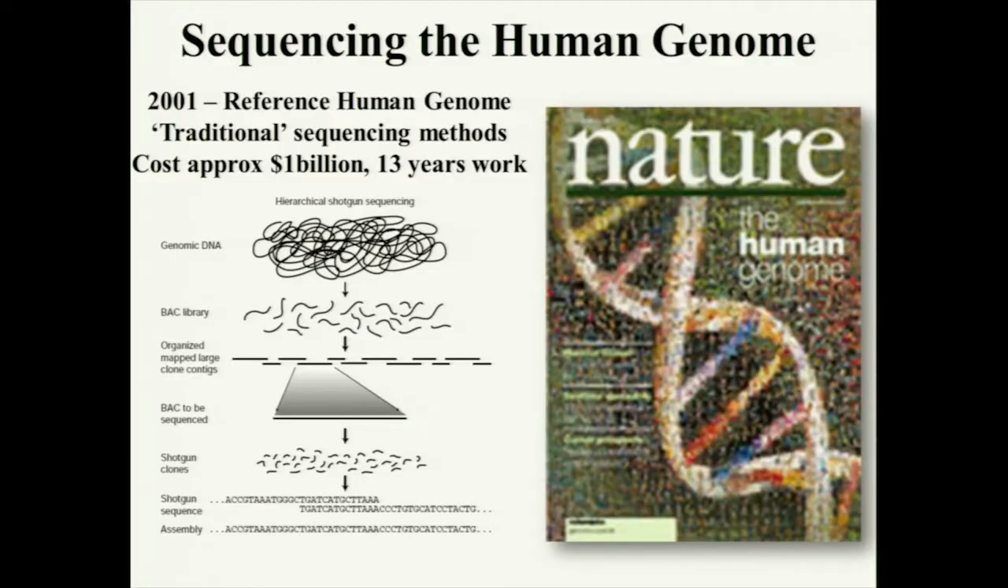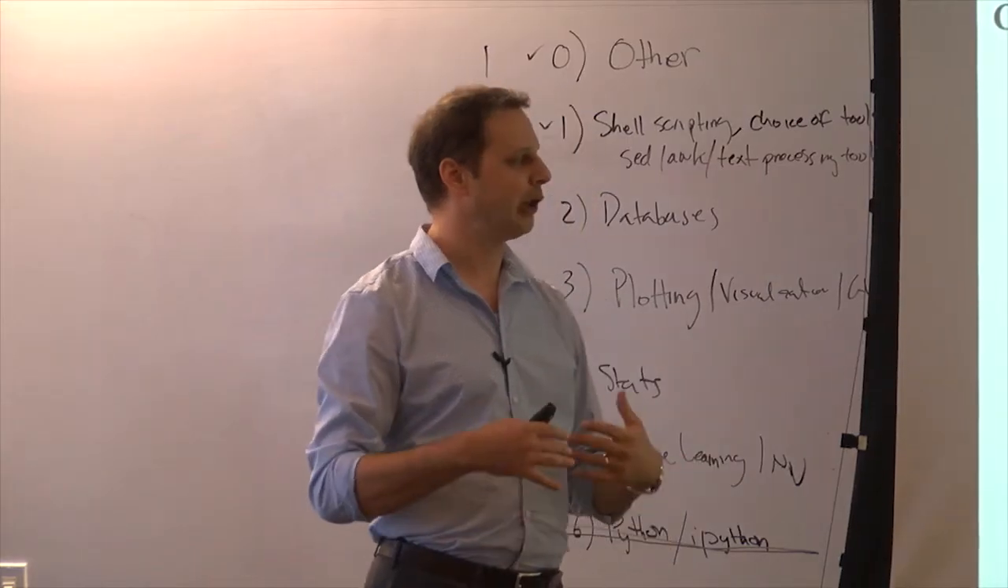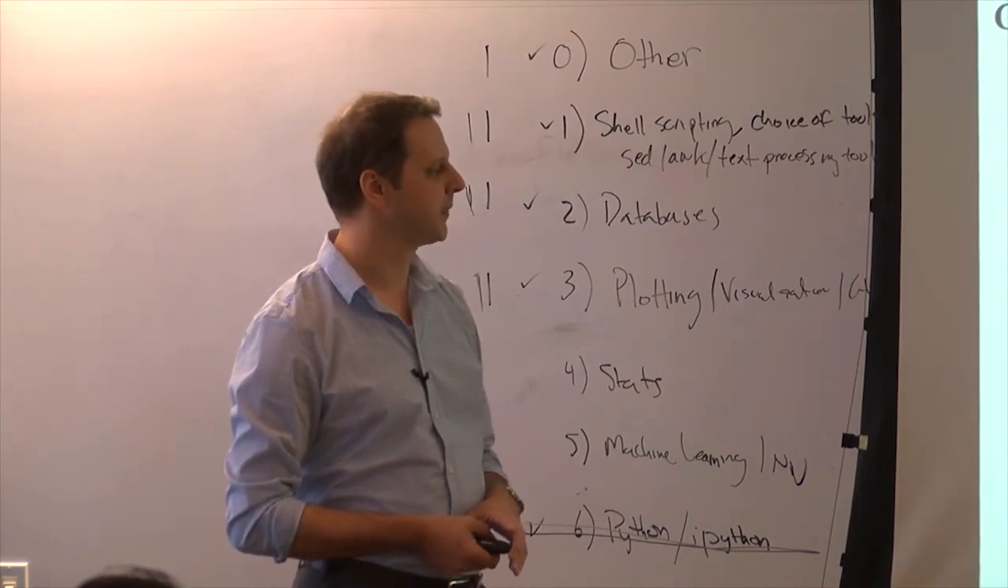But the DNA from these individuals was chopped up into very large fragments, usually on the order of about 150 to 250 kb in size, put into what we call BACs, bacterial artificial chromosomes. These are just very large vectors that enable you to grow up clones of those pieces of DNA in bacteria.